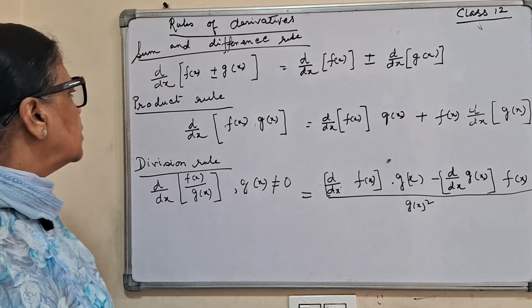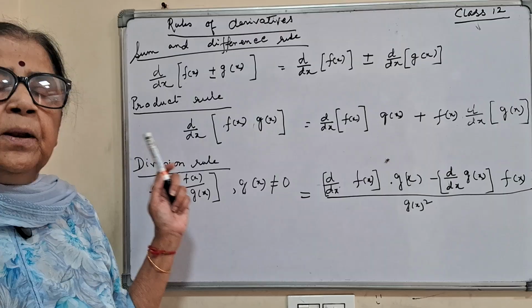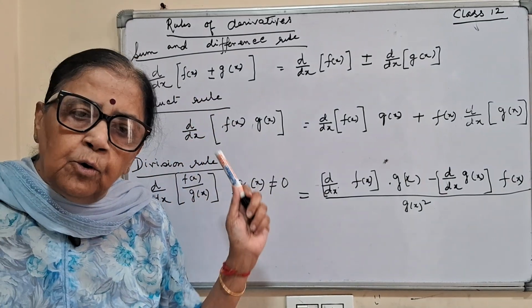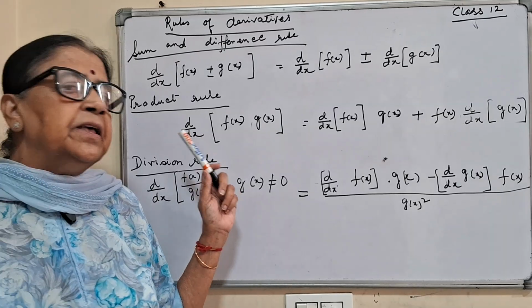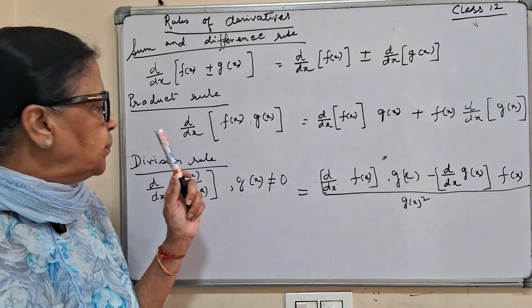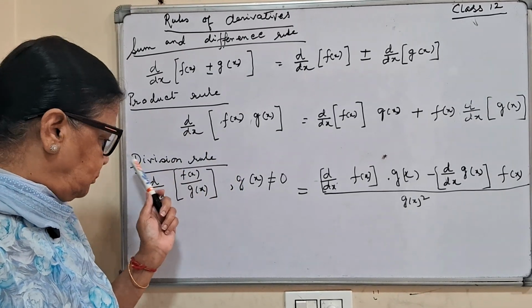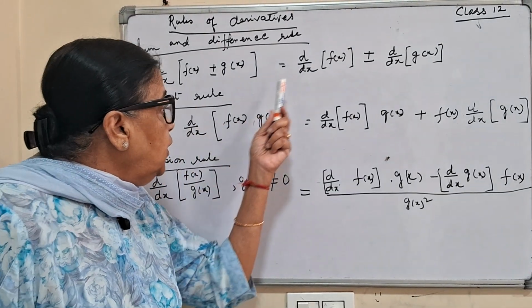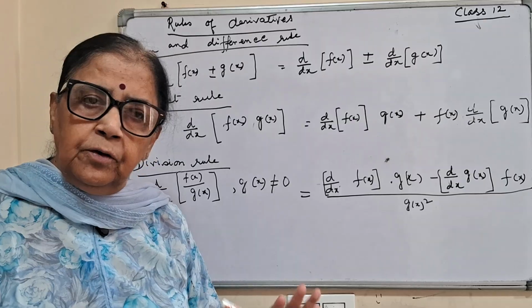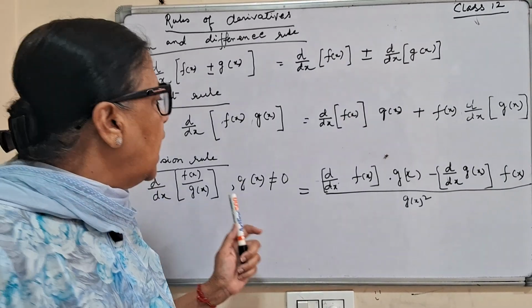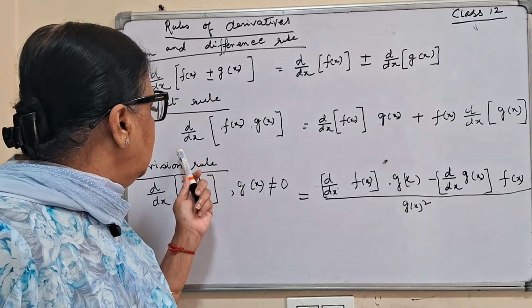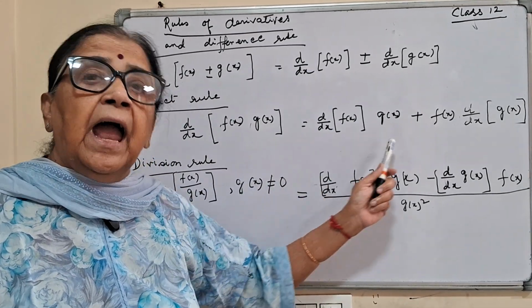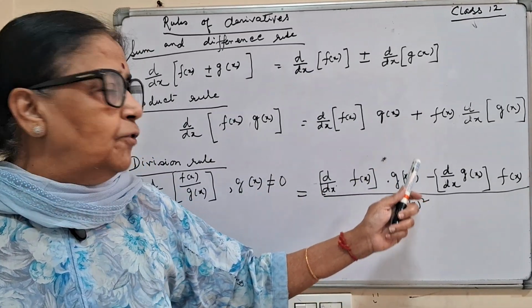So the first rule is the sum and difference rule, the second rule is the product rule, and the third rule is the division rule. Instead of two functions, I can take 3, 4, 5, as many as I want. Similarly for the product rule, suppose there are three functions f(x), g(x) and h(x).